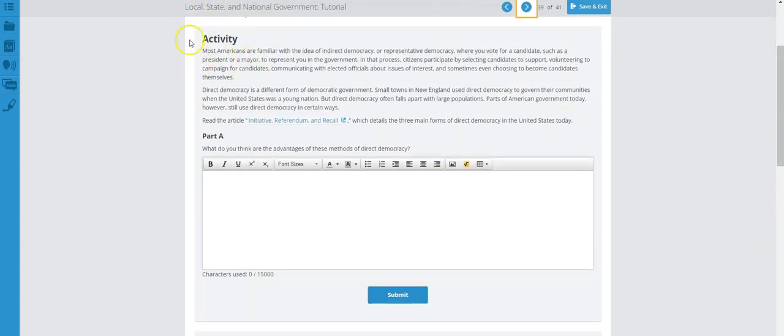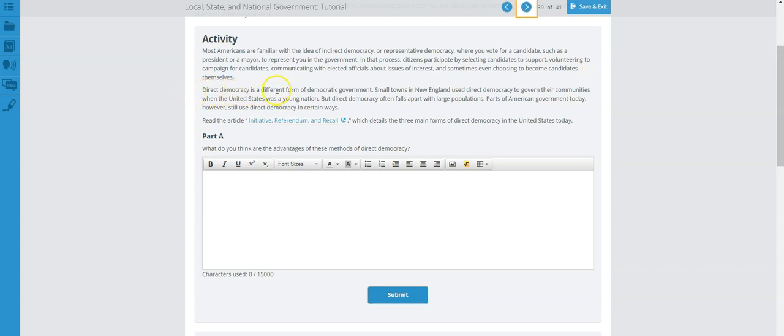Now let's see what the activity part says. Most Americans are familiar with the idea of an indirect democracy or representative democracy, where you vote for a candidate, such as a president or a mayor, to represent you in government. In the process, citizens participate by selecting candidates to support, volunteering to campaign for a candidate, communicating with elected officials about issues of interest, and sometimes even choosing to become candidates themselves.